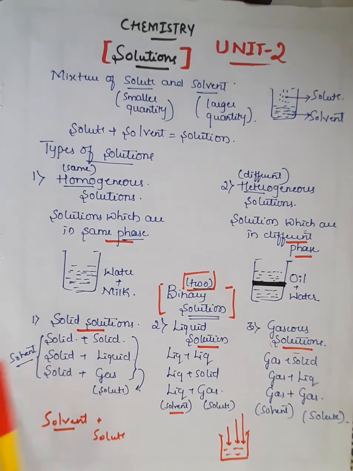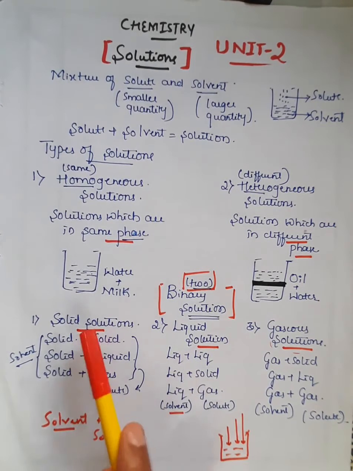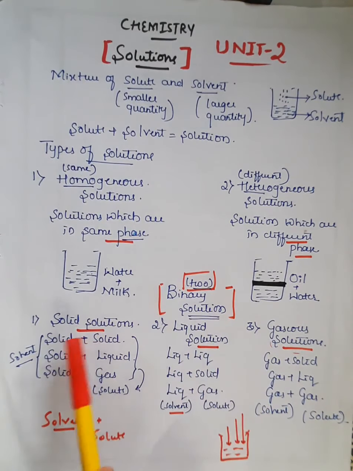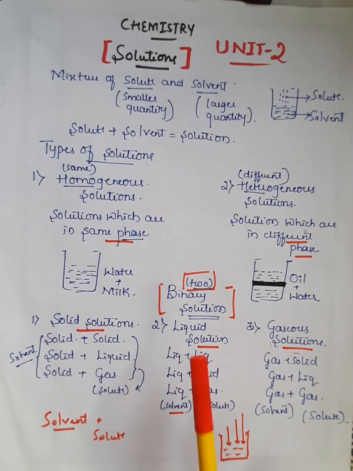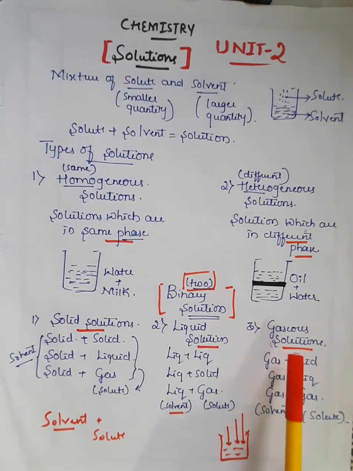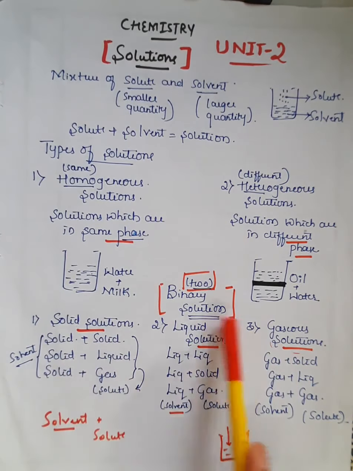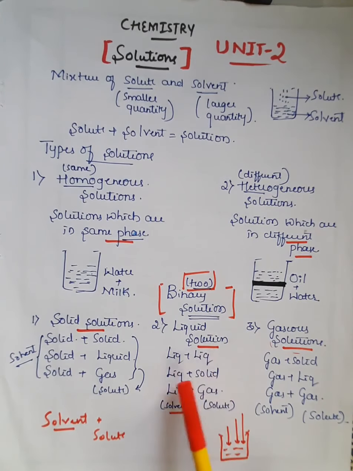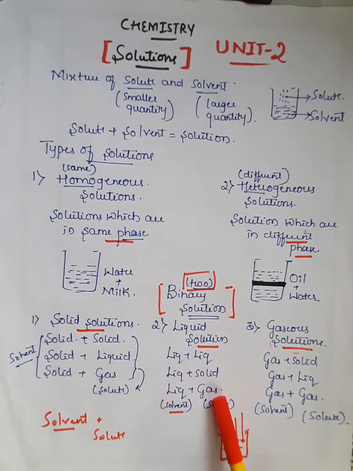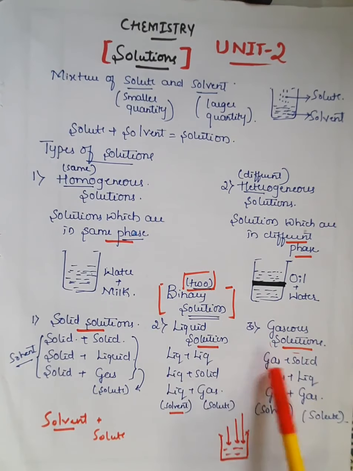So like this there are 9 different binary solutions, and the main classification in binary solutions is 3: solid solution, liquid solution, and gaseous solution. Therefore solid plus solid, solid plus liquid, solid plus gas. In the case of liquid solution, liquid plus liquid, liquid plus solid, liquid plus gas. Similarly in gaseous solution, gas plus solid, gas plus liquid, and gas plus gas.